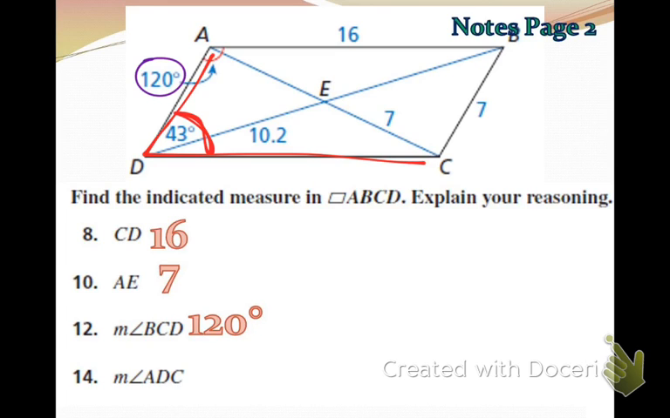120 minus... Nope. Well, no. So A and D are consecutive. So 180 minus 120 makes 60. So you subtract 180 minus 120, and then you would get 60. There's no other way to do it. Yeah, there's no other angles that you know. I thought you said you subtract 120 by 43. I was like, no.